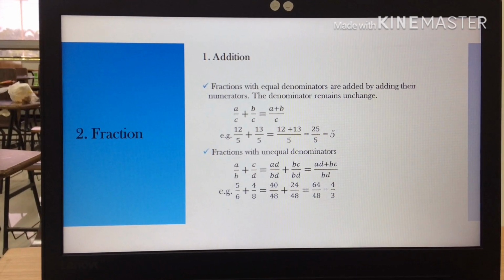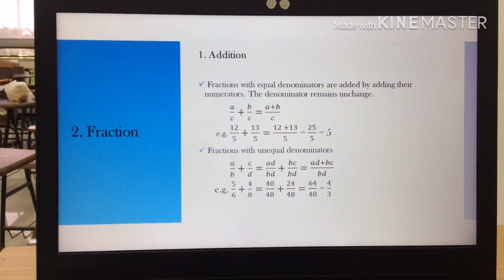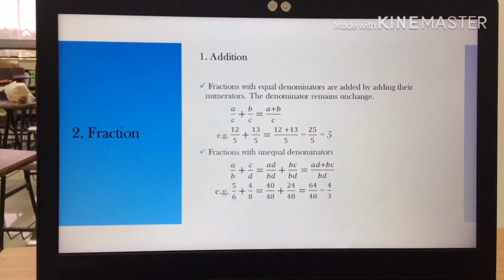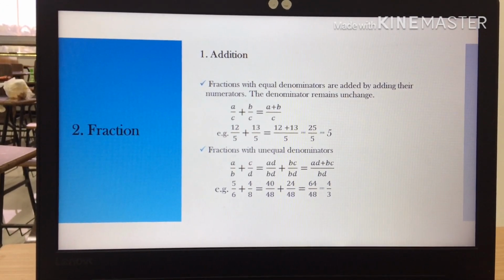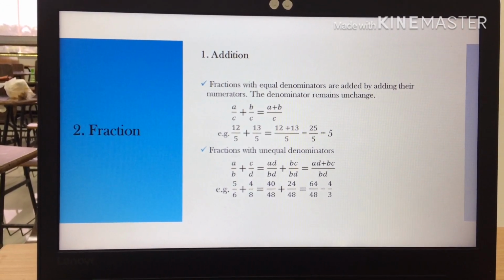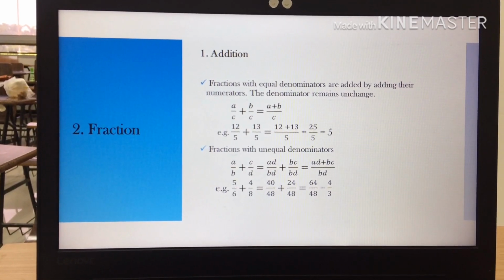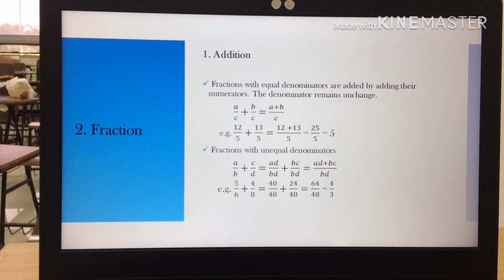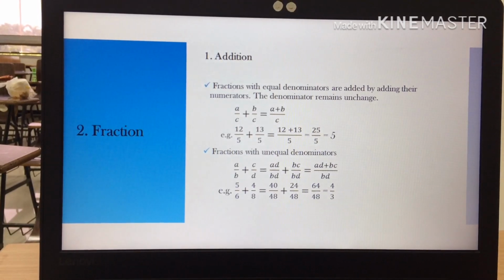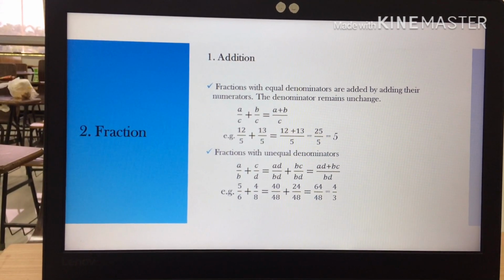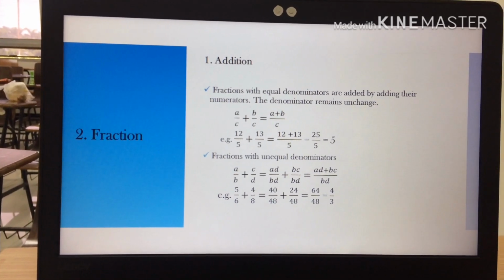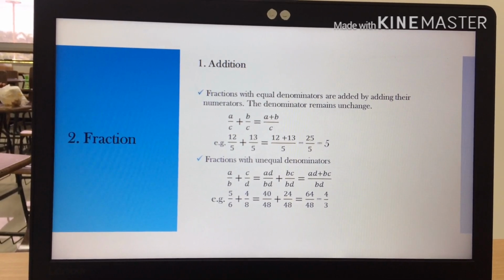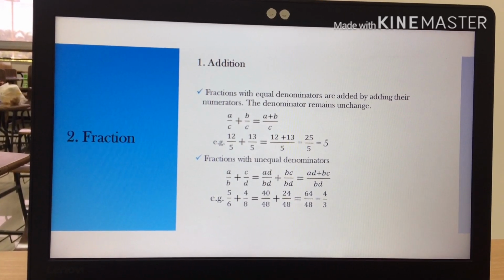The first one, addition. Fractions with equal denominators are added by adding their numerators. The denominator remains unchanged. A over C plus B over C equals A plus B over C. For example, 12 over 5 plus 13 over 5 equals 12 plus 13 over 5 is 25 divided by 5 is 5.